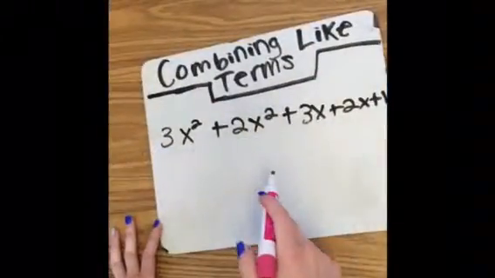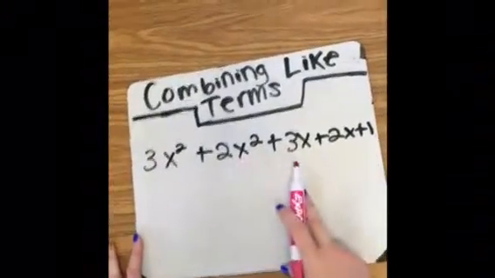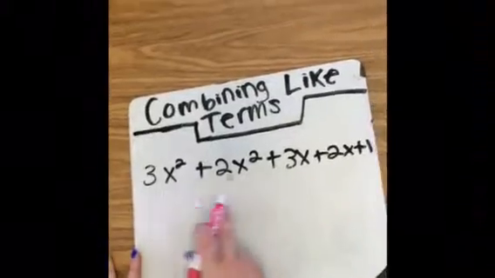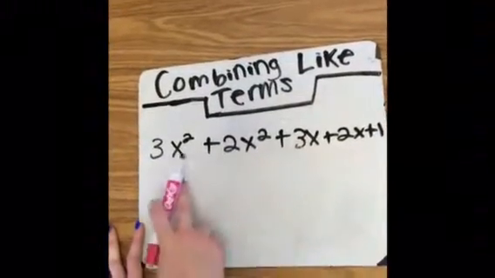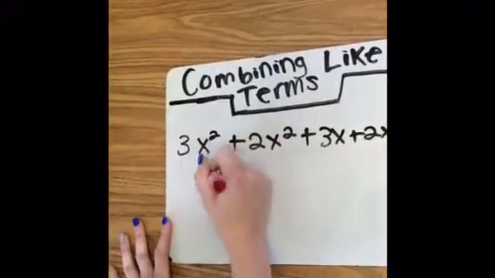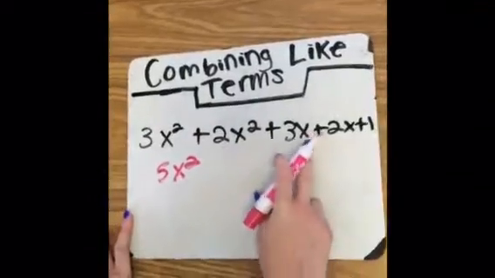So this is combining like terms in case you missed it. We have 3x squared plus 2x squared plus 3x plus 2x plus 1. The 3x squared and 2x squared have something in common. They both contain an x squared. They are like terms. So when you add them, it's 5x squared. Then we go over here and we have 3x and 2x.